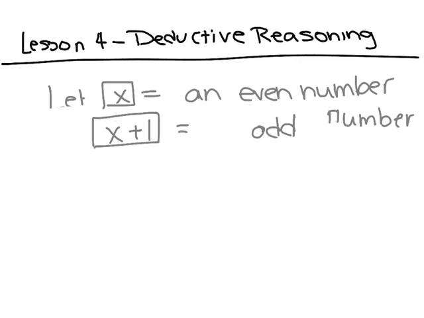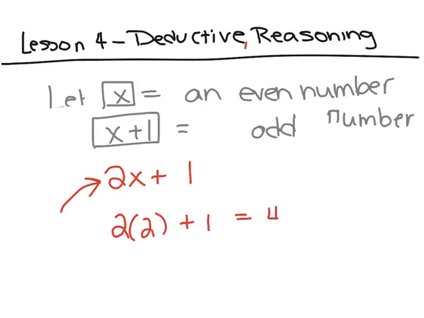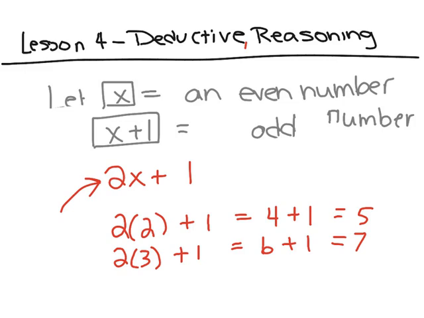Another circumstance with odd numbers is if you have 2x plus 1. Because this 2 is an even, we know that anytime you multiply something by 2, it will make an even number. So let's try this. If we do 2 times 2 plus 1, you get 4 plus 1, which is 5. 2 times 3 is 6, plus 1 is 7. So because we know that any time you multiply any number by 2, it will make an even number, if you add 1 more to it, it will be odd. So this x over here could also be a 2x, and it works the same. So another way to write an odd number would be 2x plus 1.